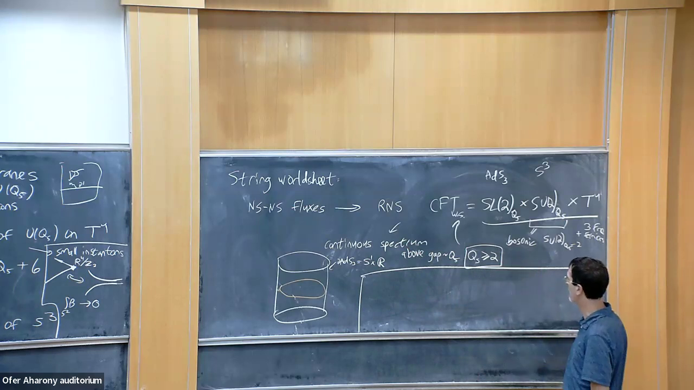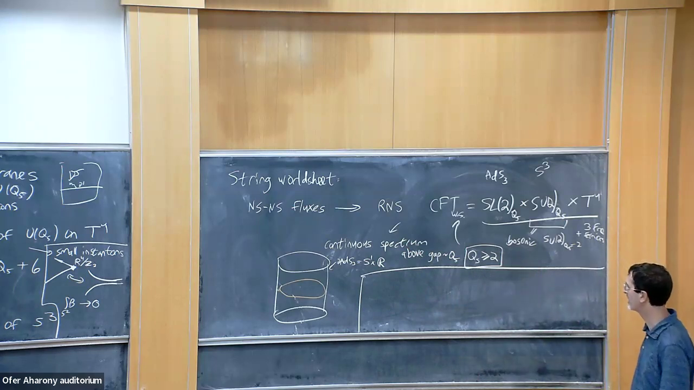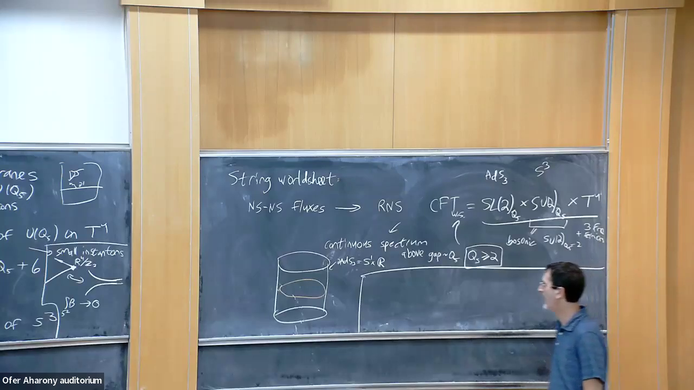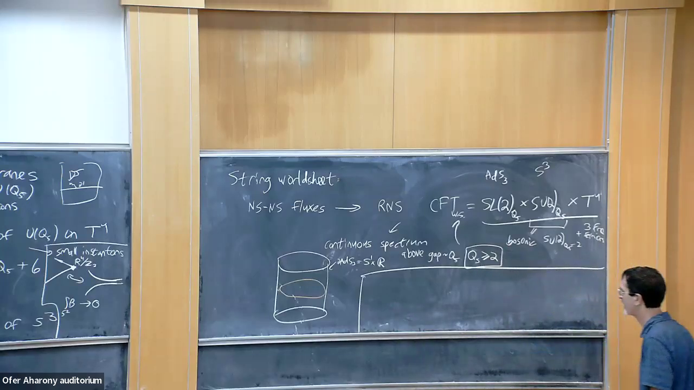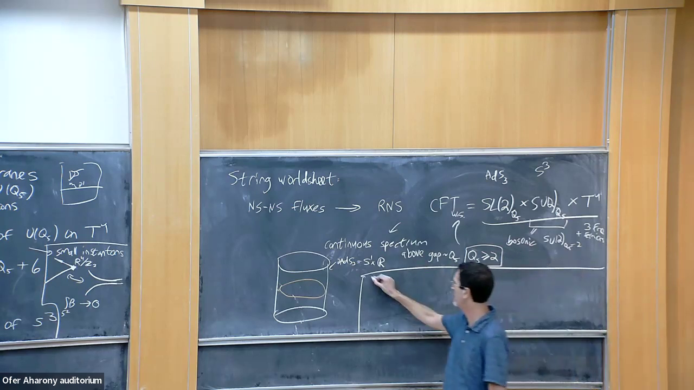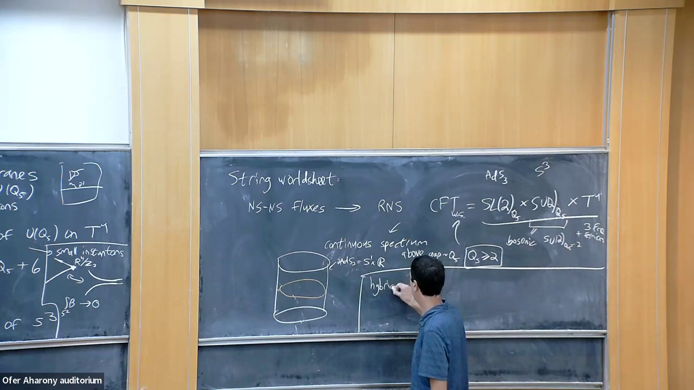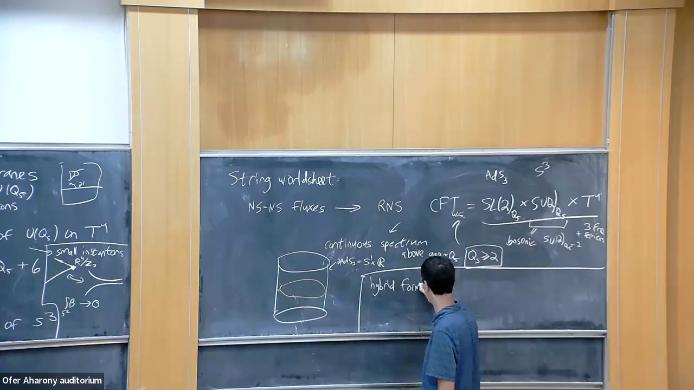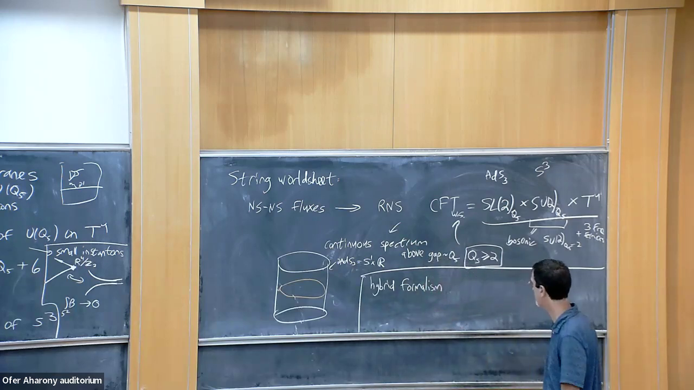Okay, so this description breaks down for Q5 equals 1, which is in some ways the most interesting case, because there, as we said, we have a dual field theory that's free. But a few years ago, Rajesh and his collaborators discovered that there is also another description of the string worldsheet using what's called the hybrid formalism. Originally that formalism was developed for describing Ramond-Ramond backgrounds, but it can also be used for this NS background.